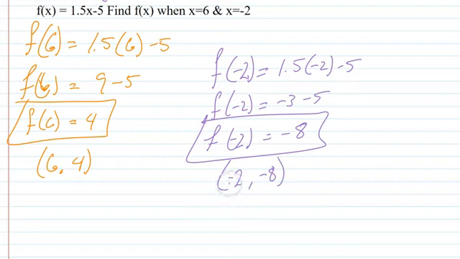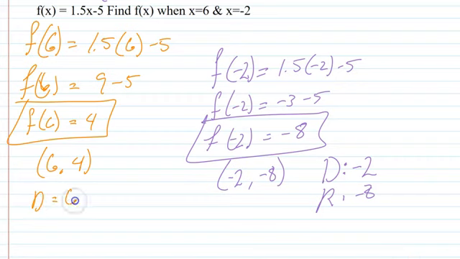My input on this one is -2, and my output is -8. Now don't forget that domain and range. If they asked, on this one your domain would be -2, and your range would be -8. In the first problem, your domain would be 6, and your range would be 4.